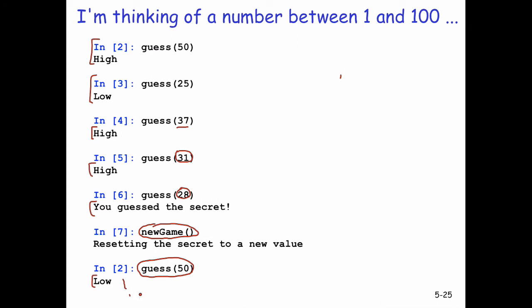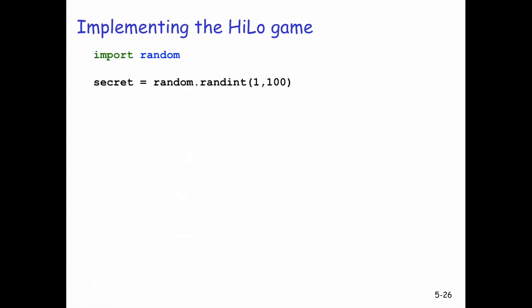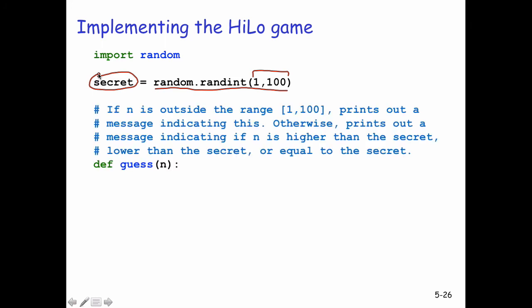Now what we would like to do is implement this game. And actually, I'm not going to implement it. You are going to implement it. So here's how it's going to start. You have seen before in your problem set 2 the random module, and you know that random.randint returns a number between the two values inclusive. So this is going to give you back a number between 1 and 100 inclusive, and assign it to this global variable secret. Now the goal is to go off and implement two functions.